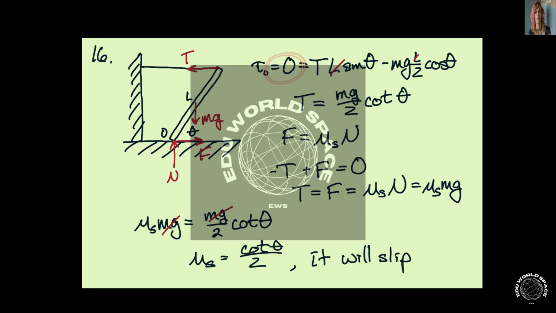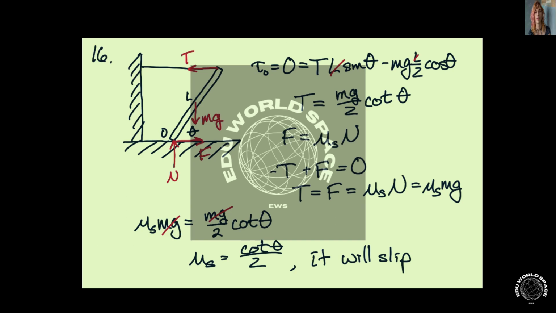And that has to sum to 0 for this to be in rotational equilibrium, and we can again get what this tension is in terms of the weight, and it is mg over 2 times the cotangent of theta. Now, if we're told that it is just about to slip in this configuration, then we know that this force has to be mu, the static coefficient of friction, times the normal force, so we have that relationship.